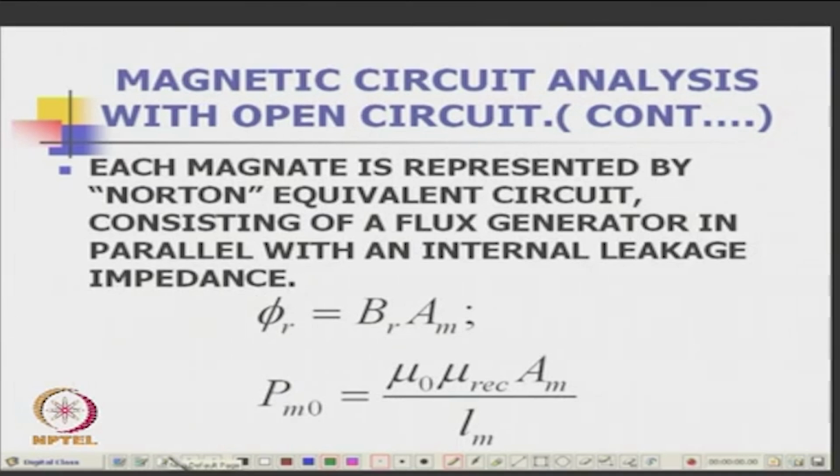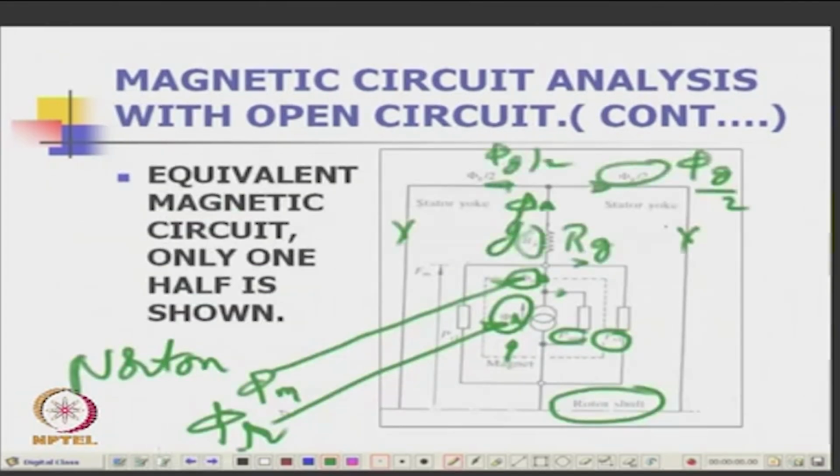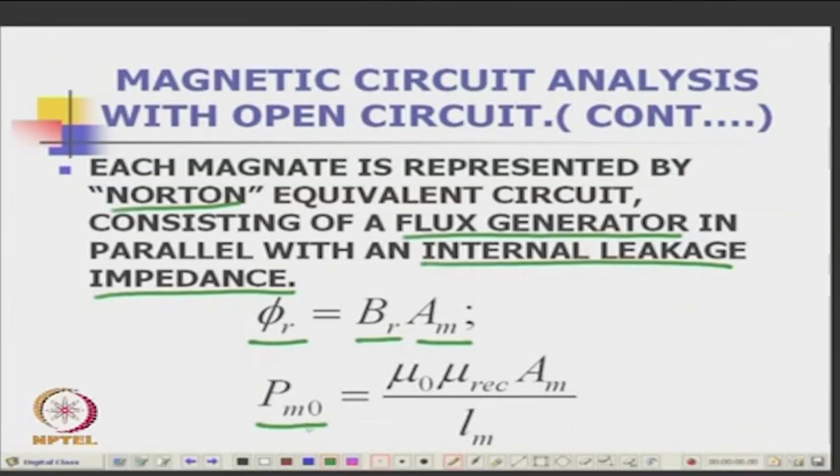Okay. So, each magnet is represented by Norton equivalent circuit of a flux generator. It is generator in parallel with an internal leakage impedance. Now, phi r is Br into the magnet area. Okay. So, whatever was the flux density in the magnet into the area of the magnet will give you the flux in the magnet phi r. Okay. And there is this permeance P m naught, which is mu naught into mu recoil A m by L m. This is the permeance.